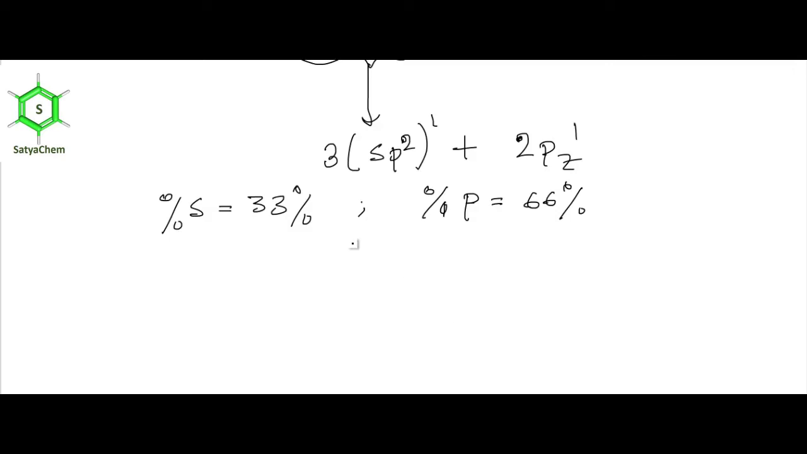If I consider my screen as the xy plane, then the sp2 orbitals will lie in the xy plane, three sp2 orbitals, each containing one electron, and the unhybridized p orbital, the unhybridized 2pz orbital, whose axis is the z axis, which is perpendicular to the plane containing the axes of the sp2 orbitals. So this is the unhybridized 2pz orbital.